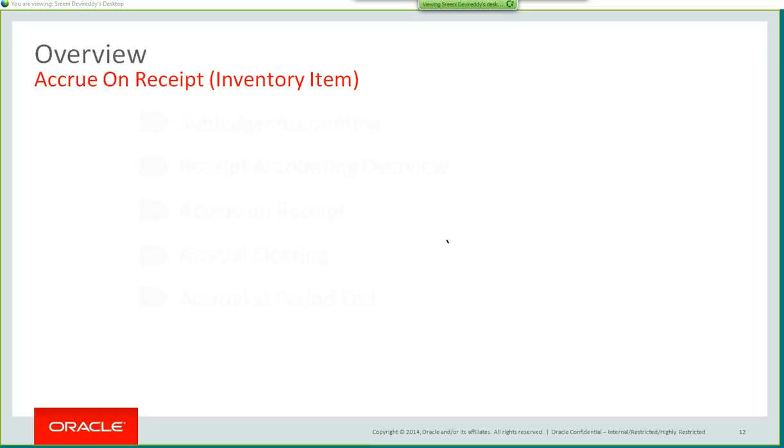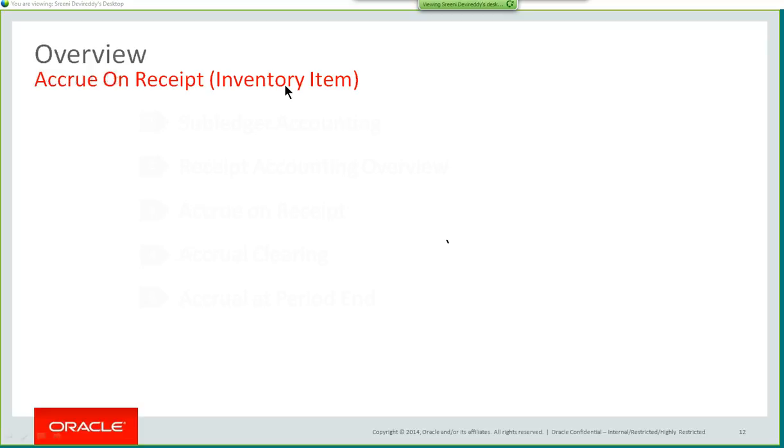So there are two options that you have in accrual accounting. One is accrue on receipt and the other is accrue at period end. Most of you may be knowing it. For inventory items, there is no option. All inventory items will be accrued on receipt.